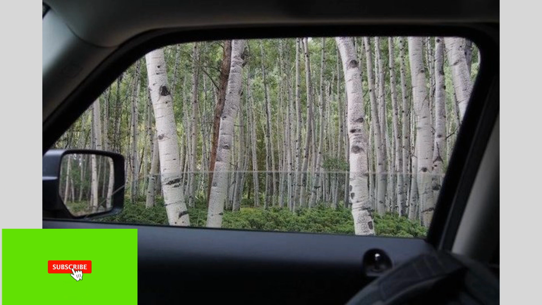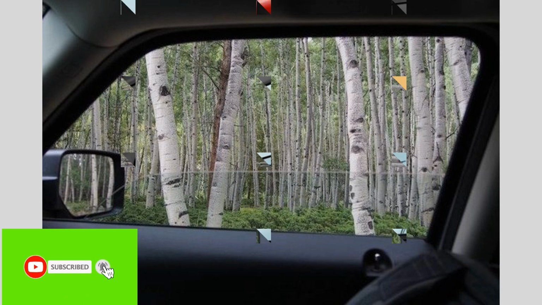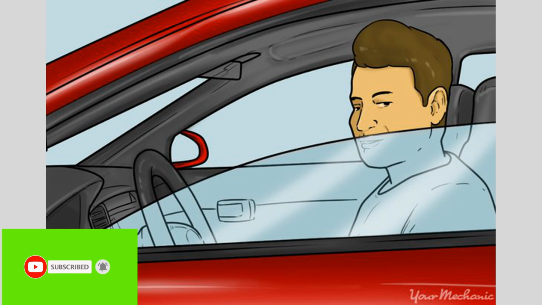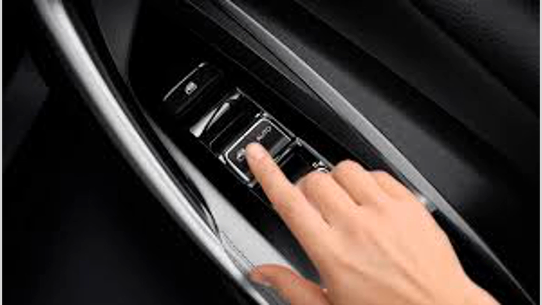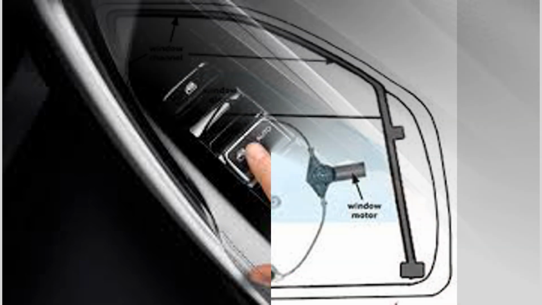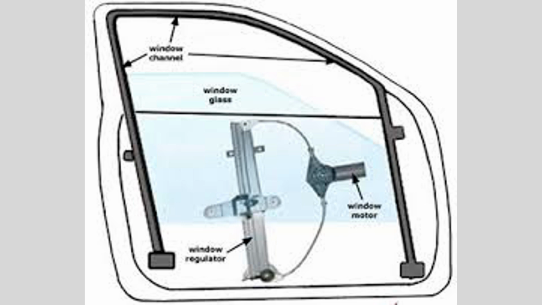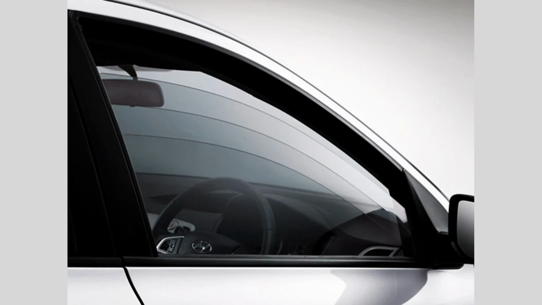Check for any obstructions. Before attempting any modifications, it's important to ensure that there are no obstructions preventing your power windows from moving smoothly. Inspect the window tracks and clean out any dirt, debris, or sticky residue that might be causing friction.